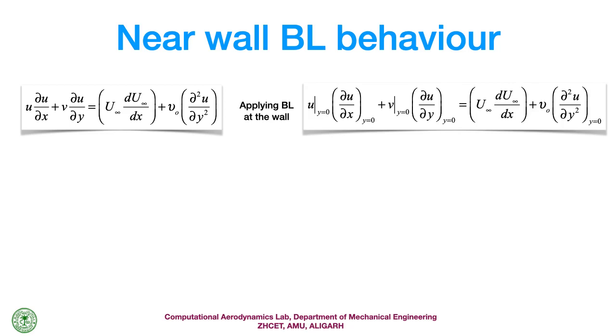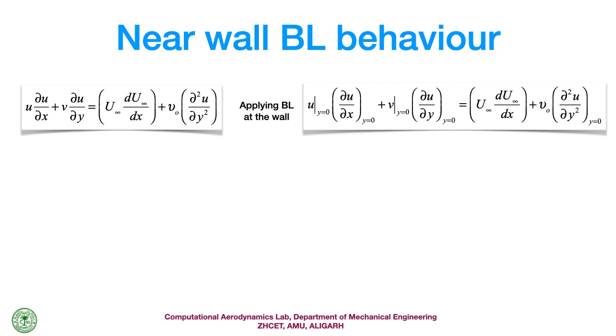Now, u is also 0 at y equal to 0, the first order velocity gradients are also evaluated at y equal to 0, and v is also 0 at y equal to 0. Now, u infinity into du infinity by dx is a term from outside of the boundary layer, so this cannot be forced on the wall. But since u is a function of y, mu naught into del 2 u by del y square, that is the second order gradient of u velocity, can be evaluated at y equal to 0.